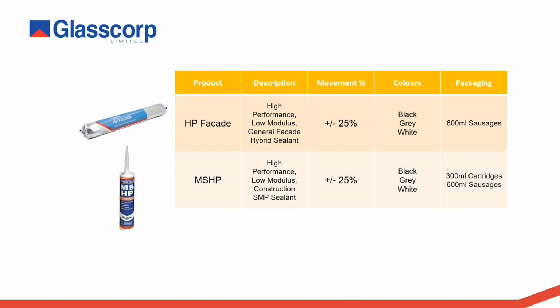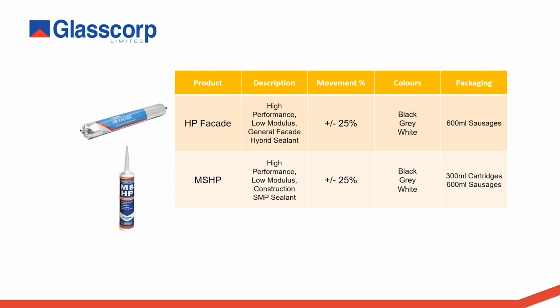Moving on from silicones, these are a few hybrid sealants in the Glasscorp range. So you've got HP Facade, which is a polyurethane-based hybrid. Good for a lot of your general facade applications. It's got very similar properties to a product you might be familiar with, Sika 80 Facade.